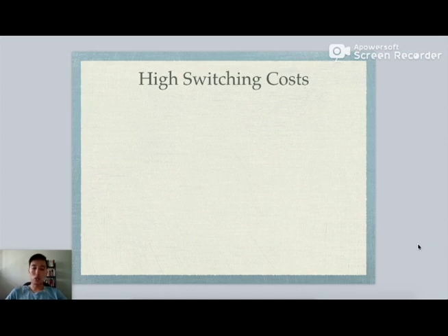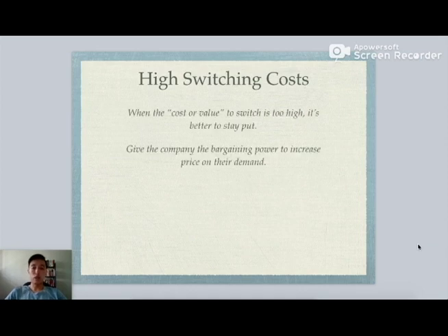Right? The next one will be high switching costs. So what is high switching costs? Right? Basically, high switching costs means that when the cost and value to switch over to another competitor is too high, the consumer generally will prefer to stay put.